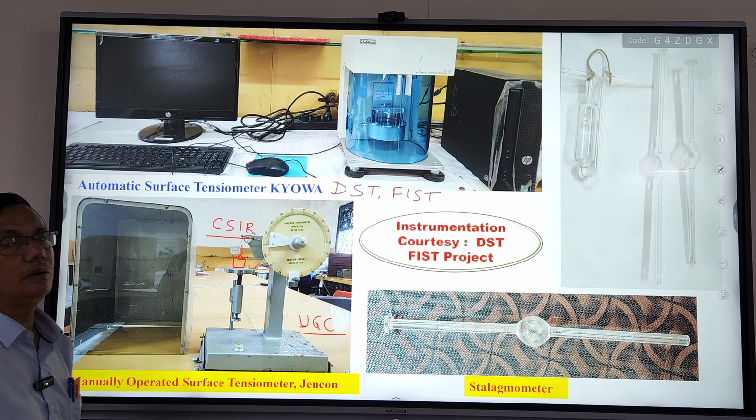In addition, this is the pycnometer for determination of the density. There are different types of models available in the market, simple glassware like that. So you have to determine the surface tension with the help of these three instruments: one very sophisticated, then indigenous, and this very simple method. Then you have to compare, because sometimes CMC is dependent on the methods also, although there is not much difference.